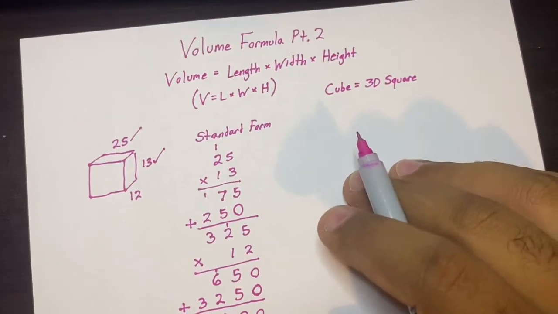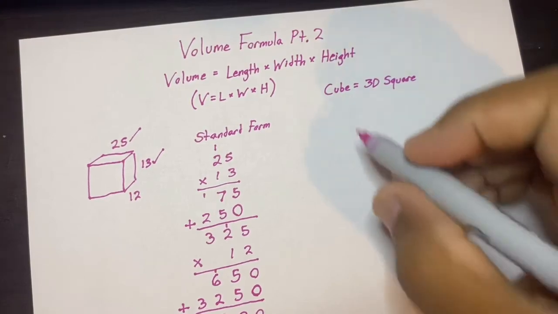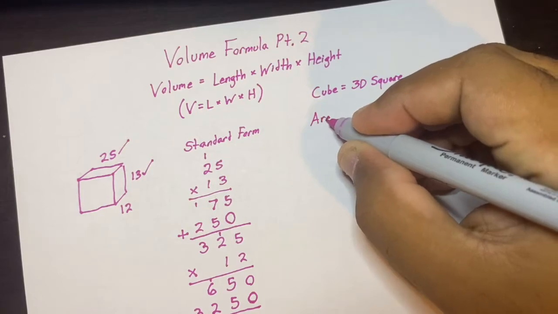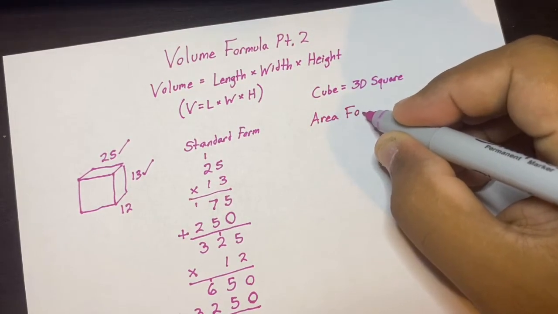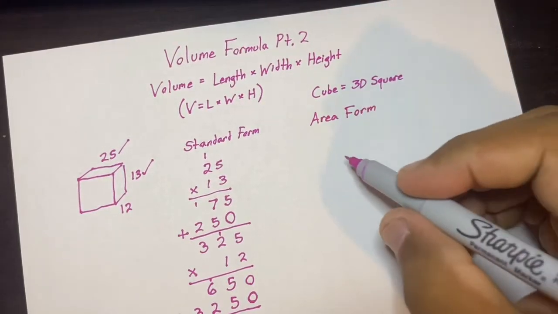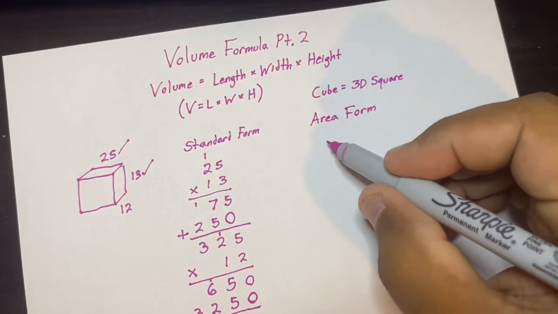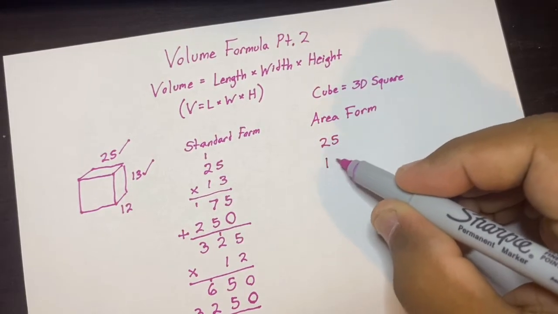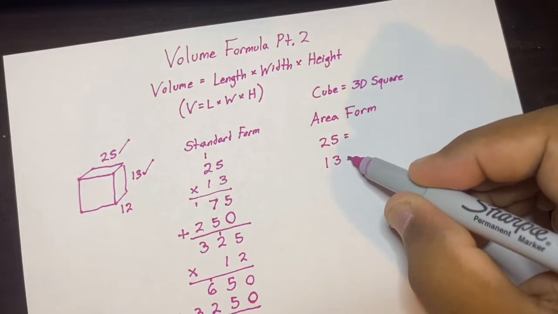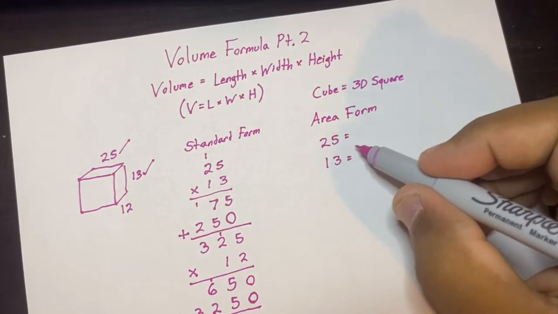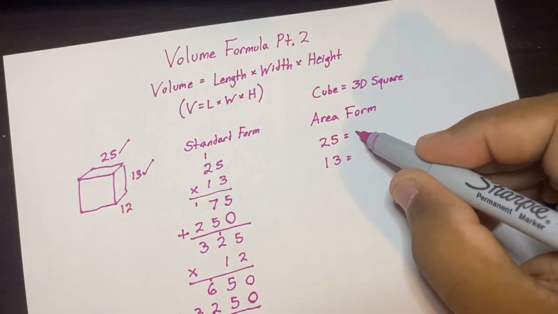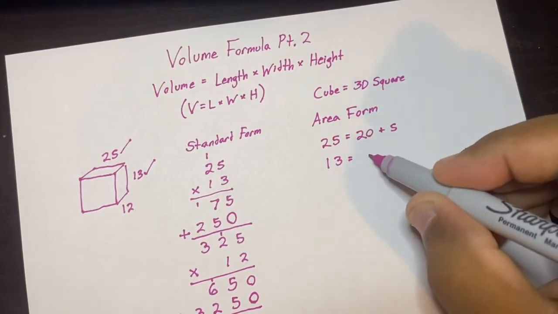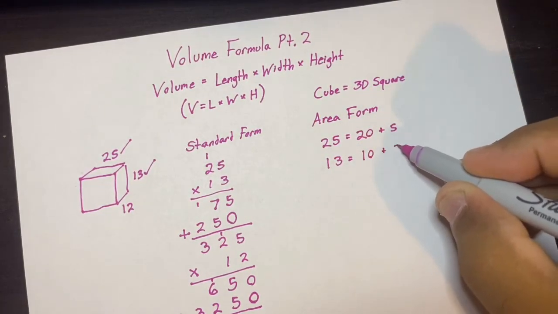Now I'm going to use another form that will make it a little easier for the kids. We're going to use area form of multiplication. The first pair of numbers we'll use will be the same as before, 25 and 13. We have to break these numbers down. So we know 25 is 20 plus 5. And 13 is 10 plus 3.